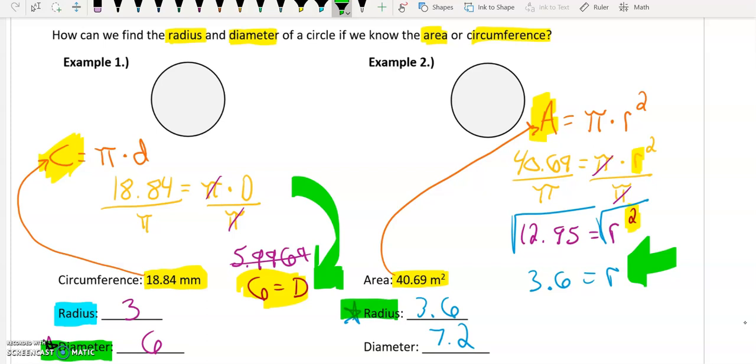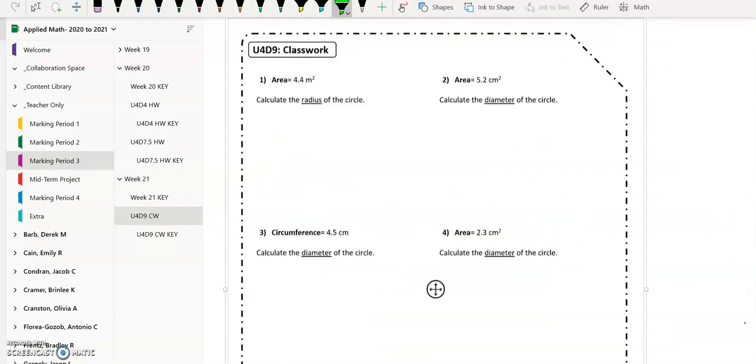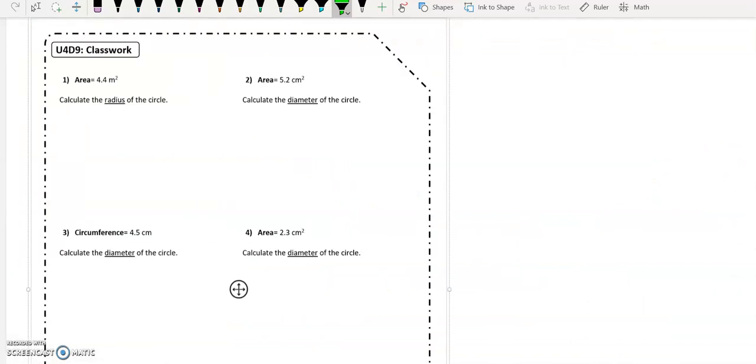So that is it for our notes today. There is no homework for tonight, so you can have the night off. But come tomorrow during class, notice how it says classwork. During class, you will be going through this worksheet, which is exactly like what we just did in the notes.